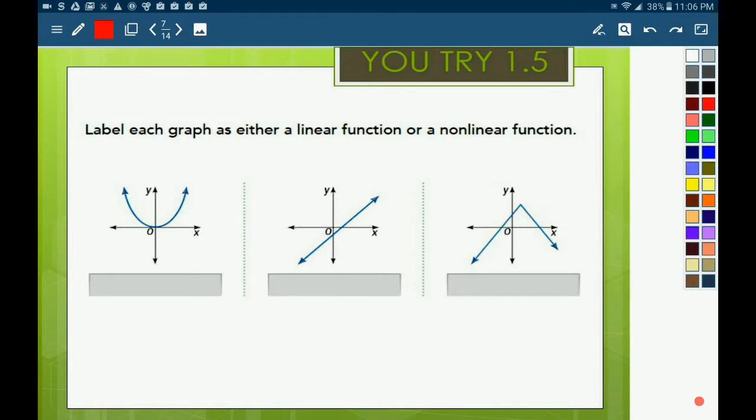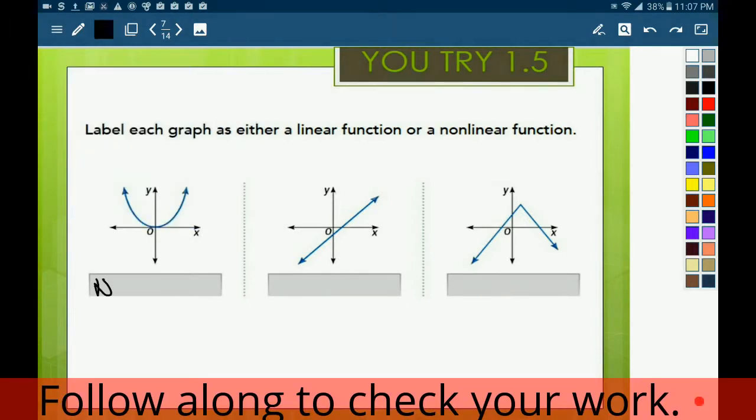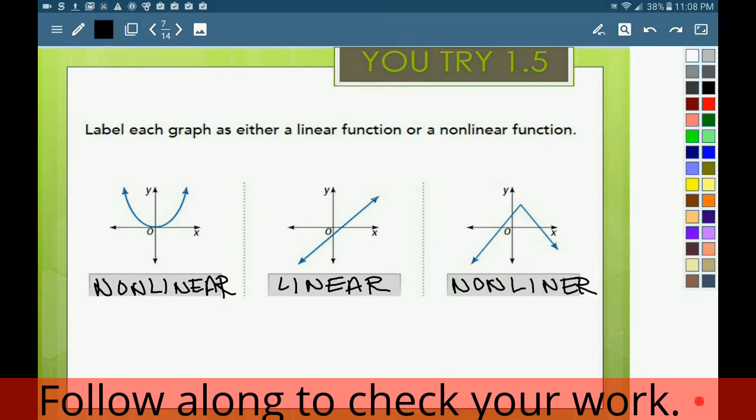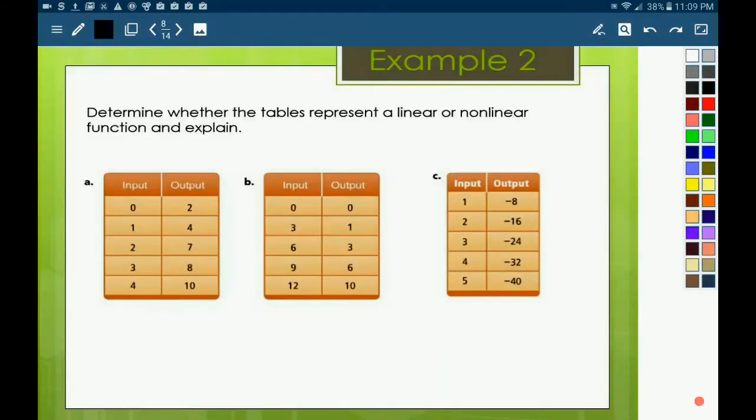Alright, now I know you guys just tried one of these, but I want you guys to try another one, and this one's just identification. So label each graph as either linear or nonlinear. Alright, so let's take a look at a second example.